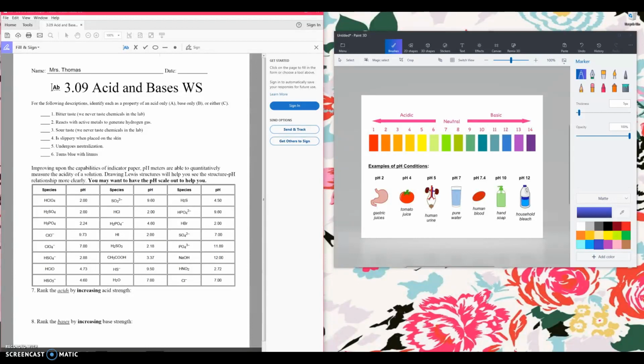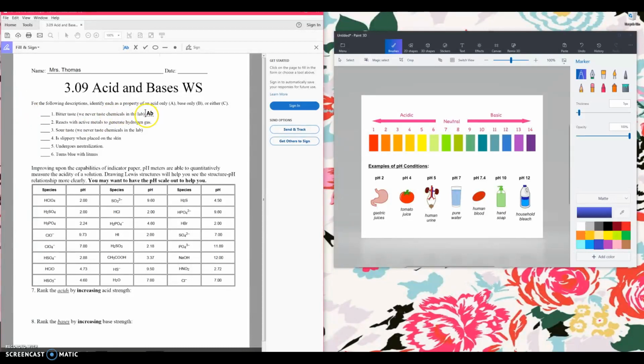So to get started, make sure that you have read 3.09 in the OMS. The lesson tells you all about the differences between acids and bases and introduces you to our pH scale that you're going to see over here. So once you have an understanding and you've taken that quiz on acids and bases, your job is to complete this worksheet.